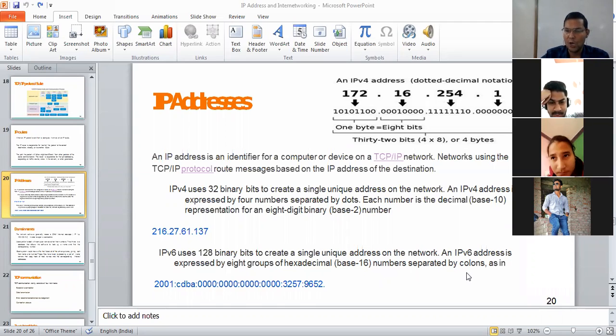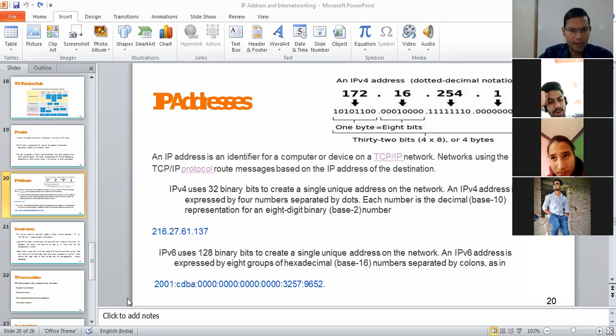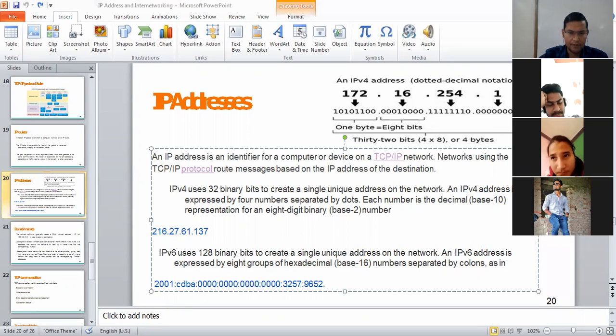Numbers are separated by colons. There we are using dots, but here in hexadecimal we are using colons. A colon is just two parallel dots. And how many groups are there? There are 8 groups: 1, 2, 3, 4, 5, 6, 7, 8. So this is all about the IP addresses.